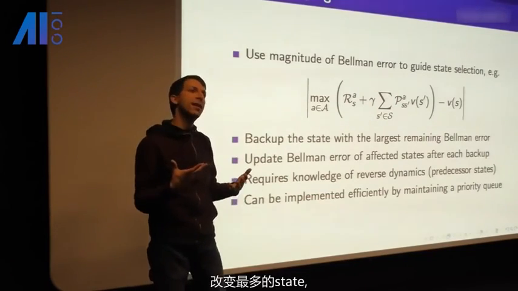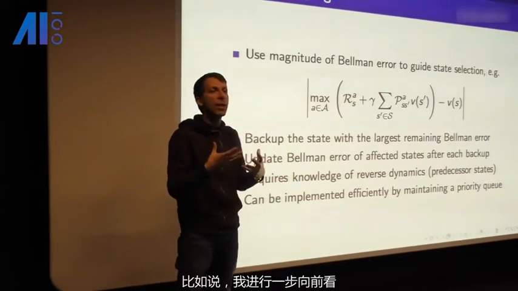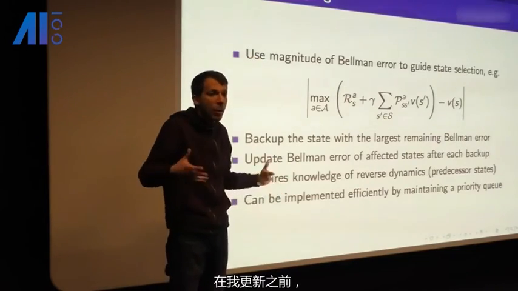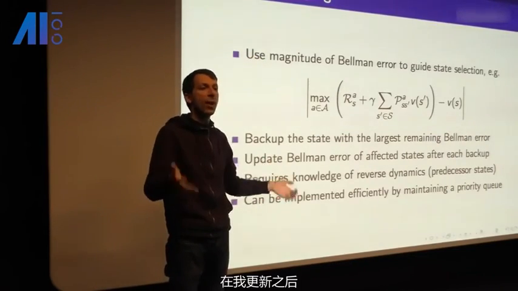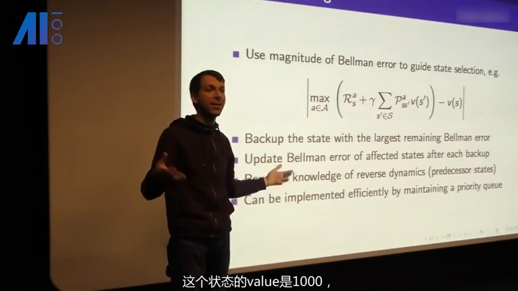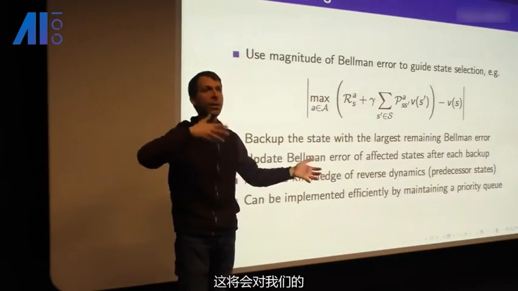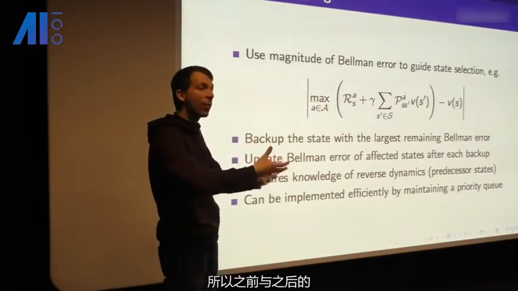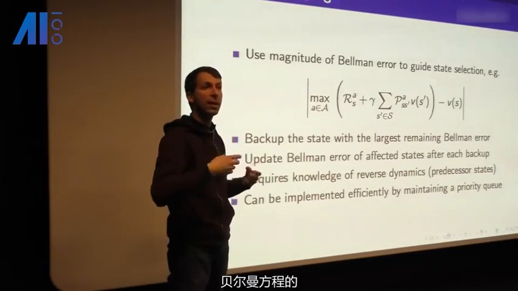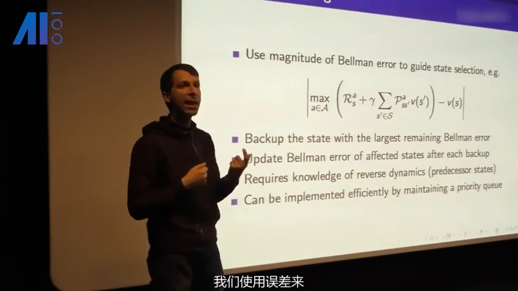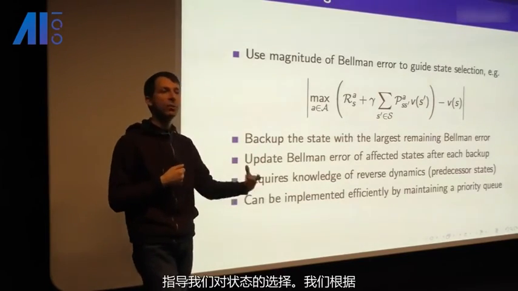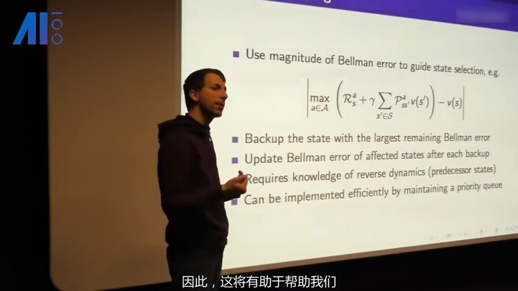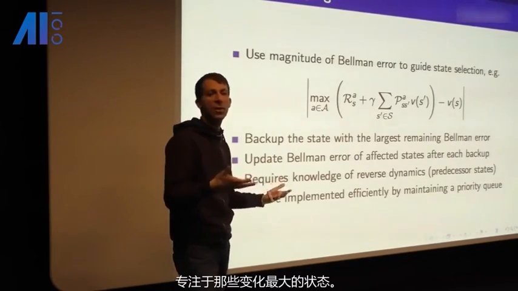The intuition is that the states which are changing the most matter most. If I did my one-step look ahead, and before my update I thought the value of this state was 0, and after my update I think the value of this state is 1,000, that's really going to affect all of my computations a lot downstream. So we use the magnitude of the error between what we thought before and what we think after, the change in the Bellman equation, to guide our selection of which states to update. We order them by how big the change is going to be, and this helps us focus on the things which are changing the most.